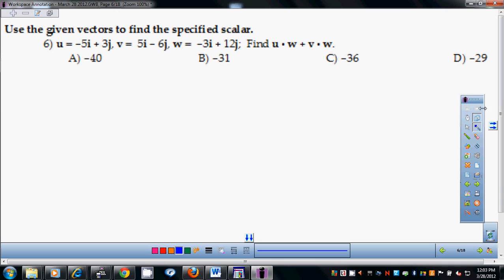Number 6. Use the given vectors to find the specified scalar. Even if you don't know what a scalar is, doesn't matter. Basically, just do what it says below. Find u times w and then add that to v times w. Just find some dot products.